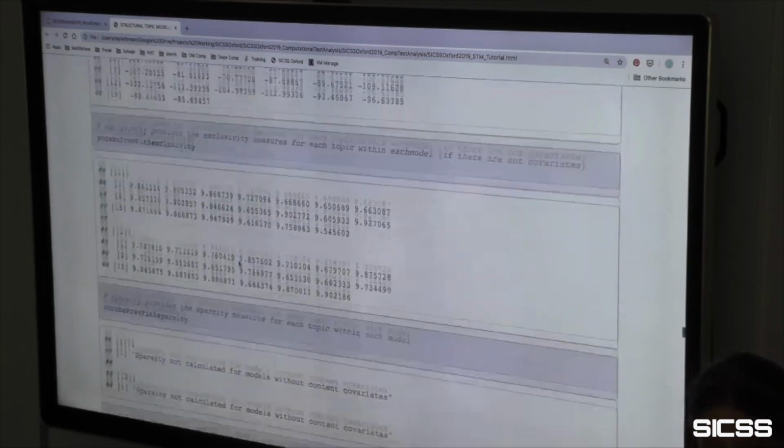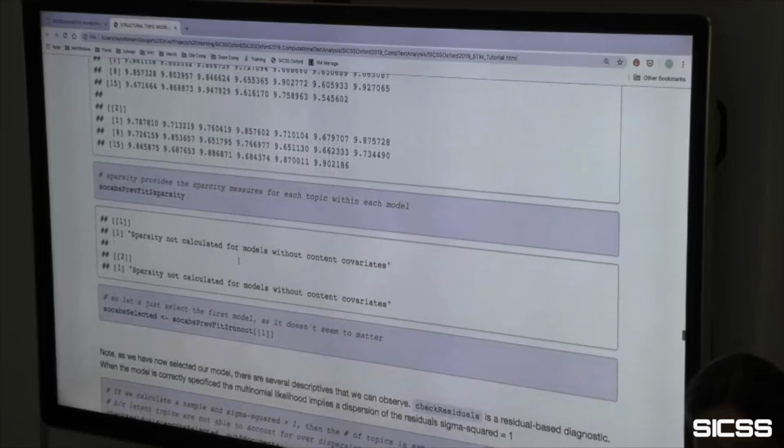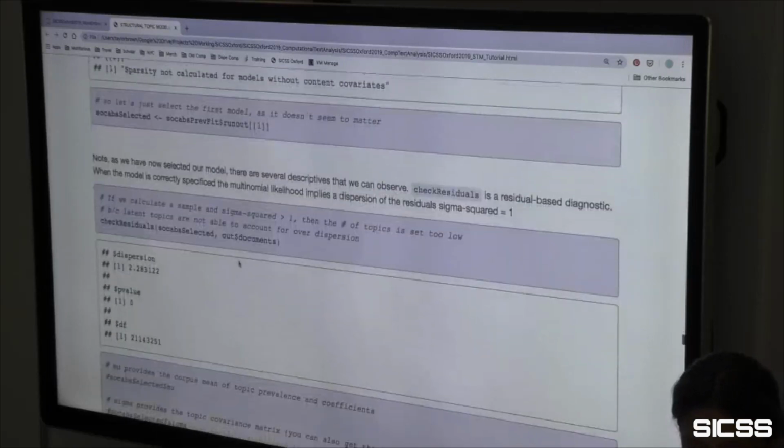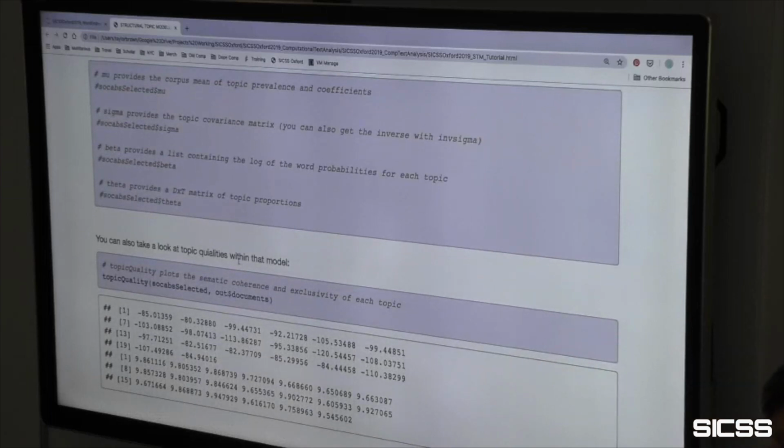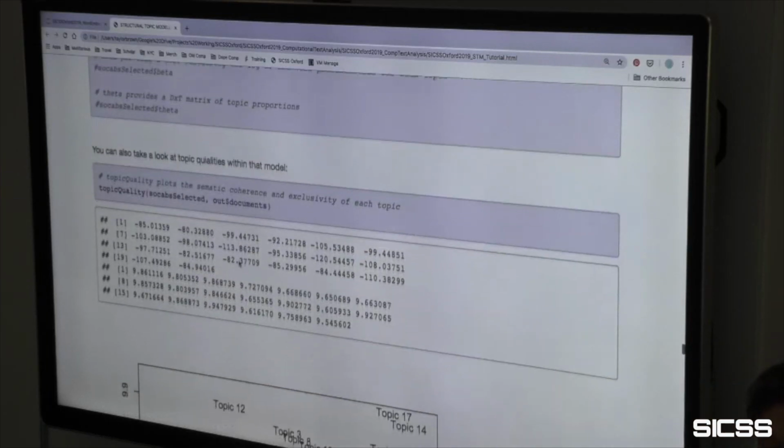Exclusivity is another one that you can look at. Sparsity. Anyways, you can check the residuals. We're going to scan past this. All of this is documented more in there. They've got a ton of documentation.